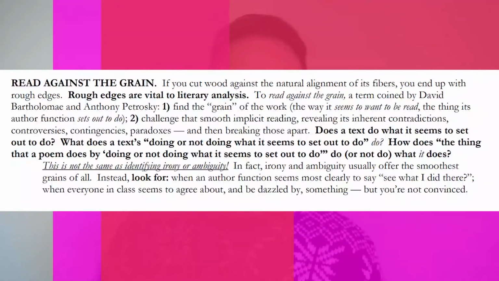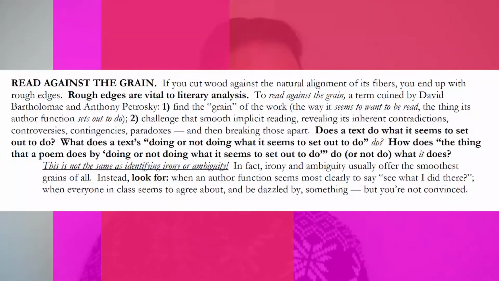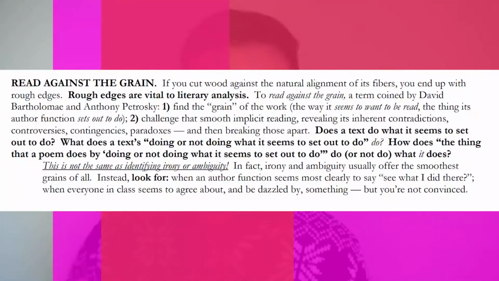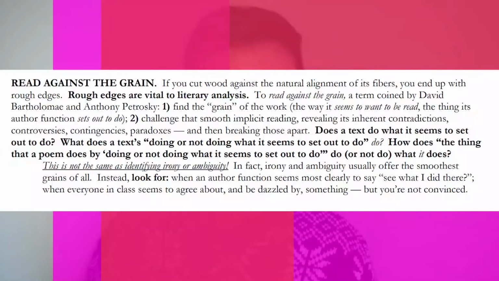You're at level B1 and you say, does a text do what it seems to set out to do? And then you get to level B2 and you say, okay, so maybe it doesn't do what it seems to set out to do, or maybe it sort of does it, but in a complicated way. What does a text doing or not doing what it seems to set out to do do? What does that do?